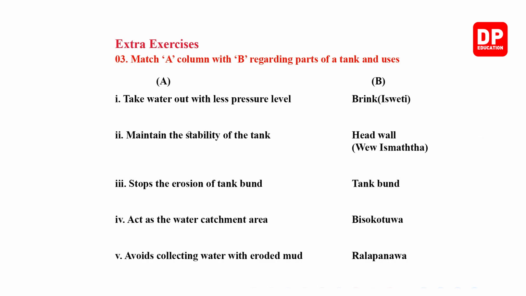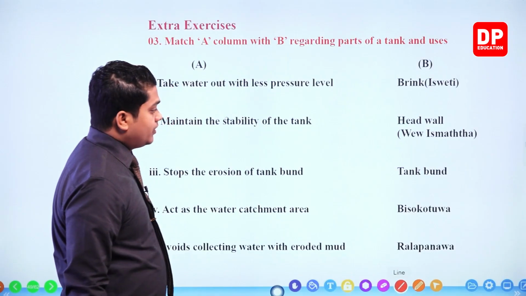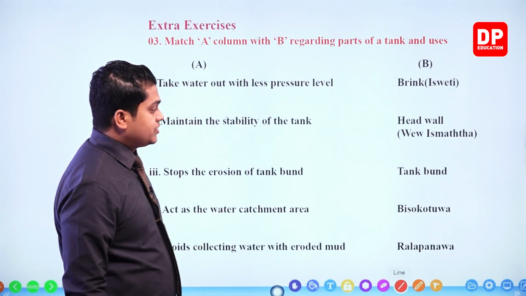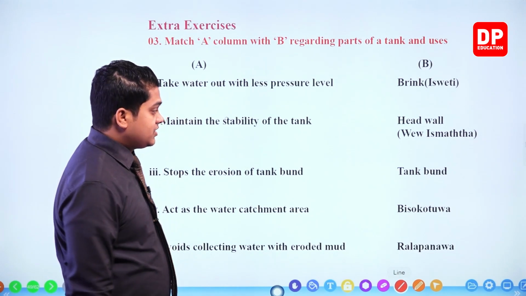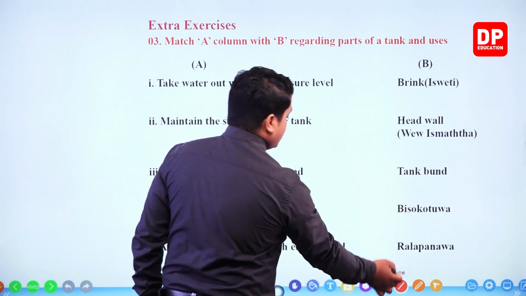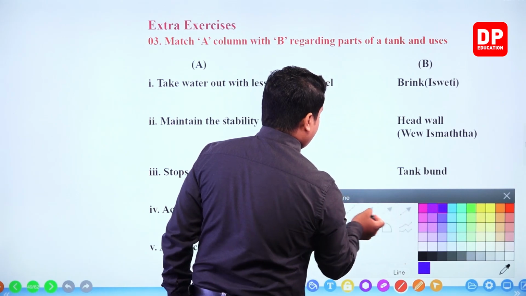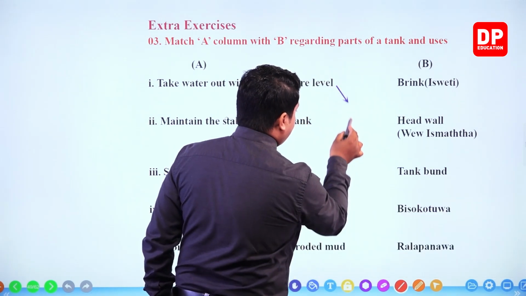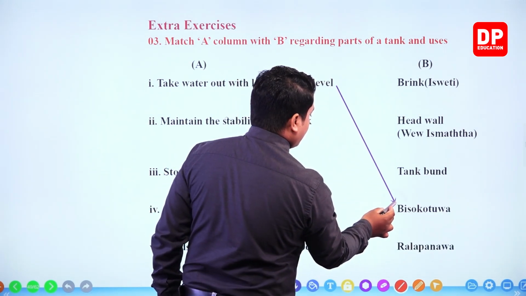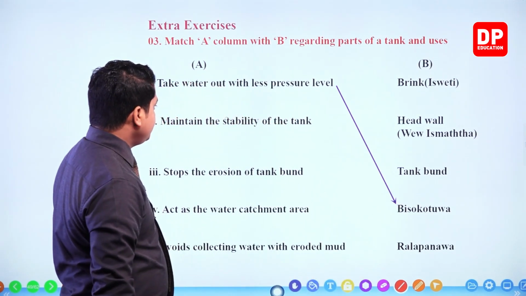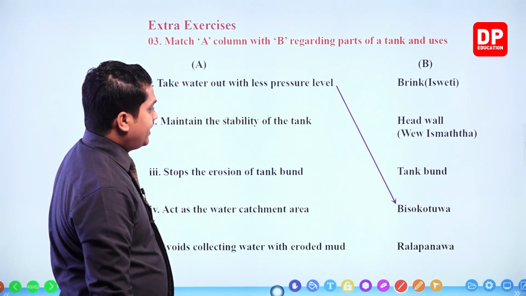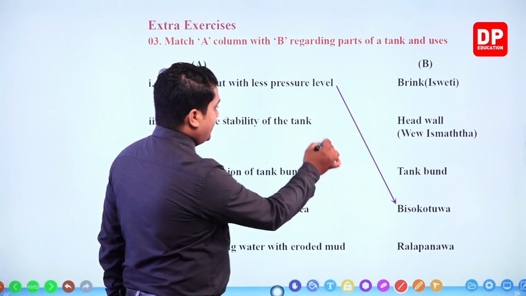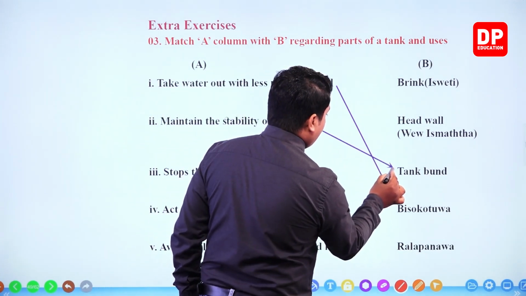Let's see. Number 1. Take water out with less pressure level. To take water out with less pressure level, there is a certain structure which is used within the sluice. So this is called as the Biosphere. So our answer should be, my dear children, Biosphere, right? Next one. Maintain the stability of the tank. The stability of the tank is maintained by the tank bund. It's very simple.